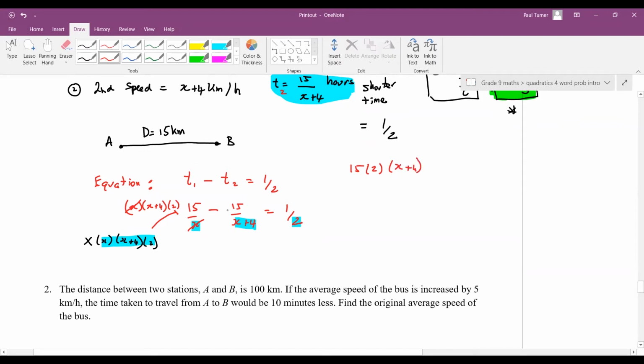And then we do the same here. I won't write it in because we don't have much space. So the x plus 4 would cancel. I'll be left with 2x. So minus 15 times 2x equals, now multiply that here. The 2 will cancel. You'll have x plus 4, like that.